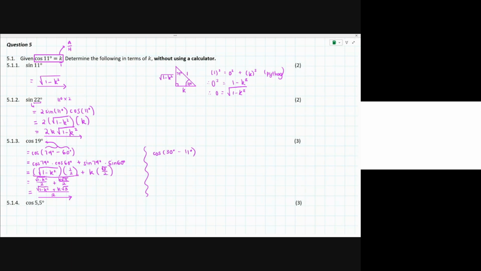Like I said, it's not the only way to do it. You could have gone cos 30 minus 11. 30 is a special angle, so you know the ratios. 11 is an angle in the triangle, so you can read the ratios off your diagram. And so you can go and simplify.